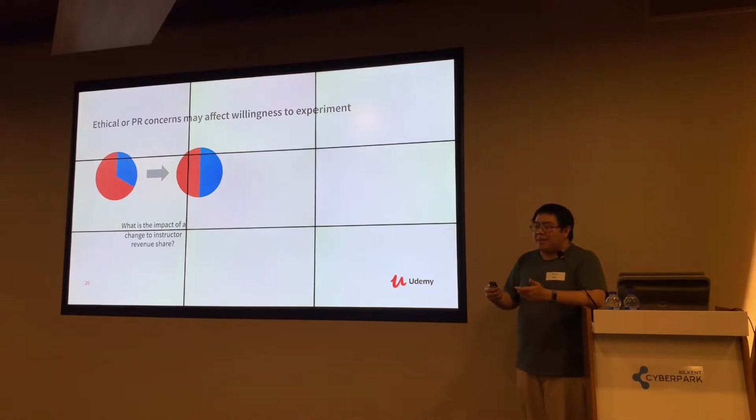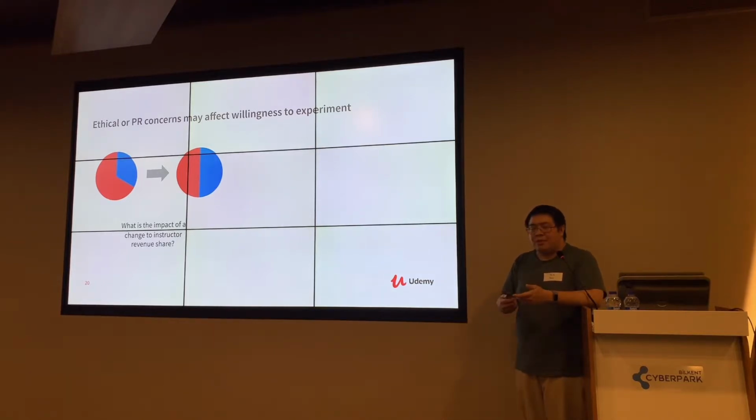But one thing that may be the case is over time, right now we have some particular revenue share with our instructors. So some percentage of the money that comes in for each purchase goes to Udemy, some percentage of that money goes to the instructor. What would happen if we started changing those percentages? Can we measure the impact of that?